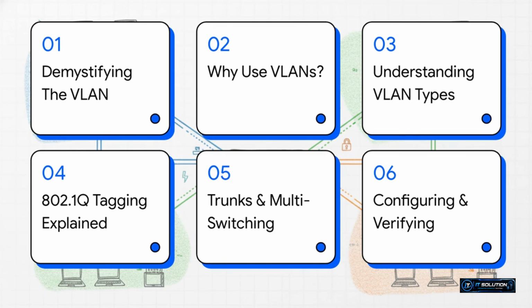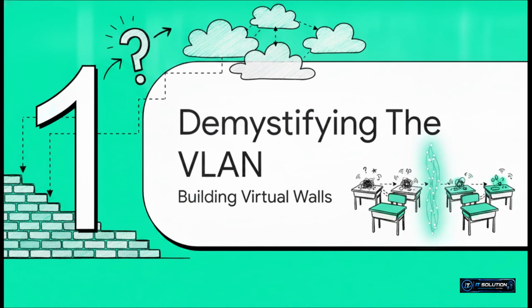So to fix that, here's our roadmap for today. We're going to demystify the VLAN, explore exactly why we use them, break down the different types, explain 802.1q tagging, look at trunks, and then prove it all in the CLI. Let's kick things off with Section 1, demystifying the VLAN and building those virtual walls.